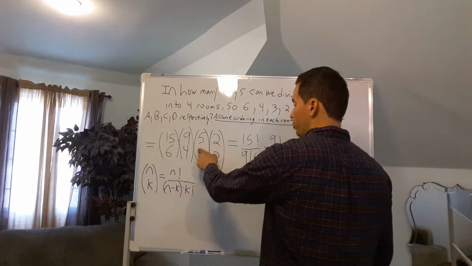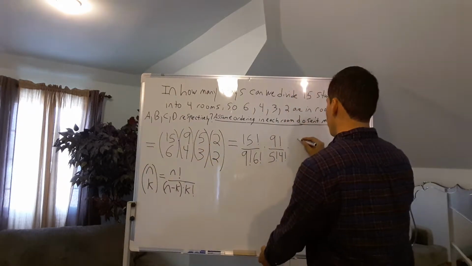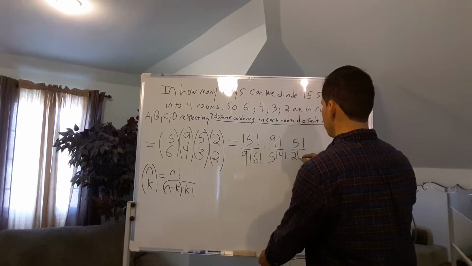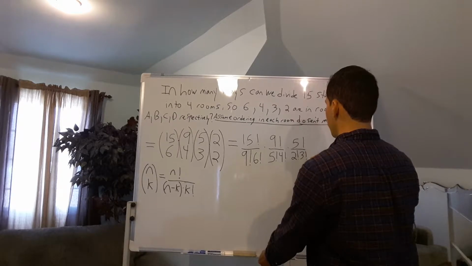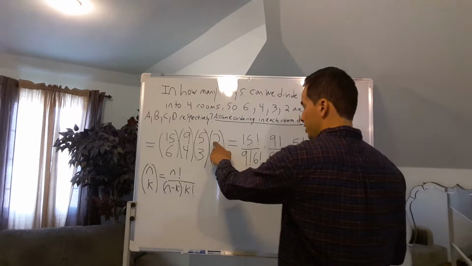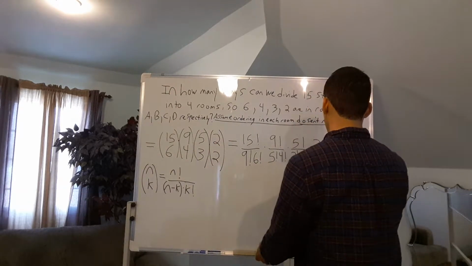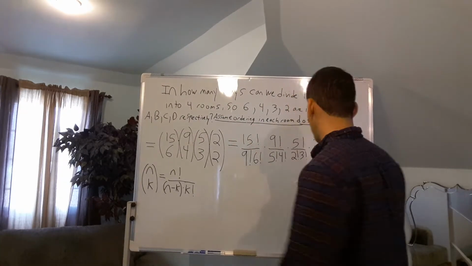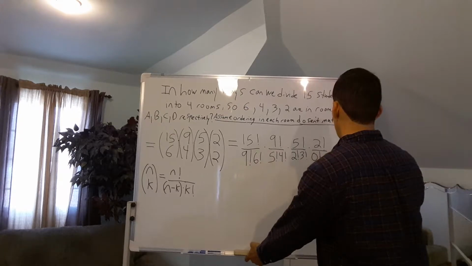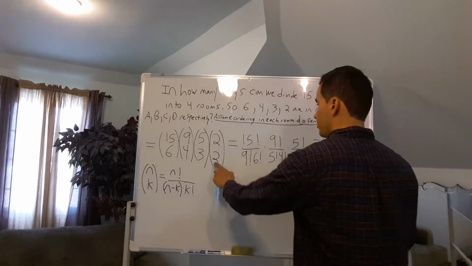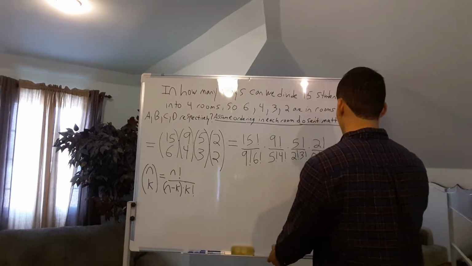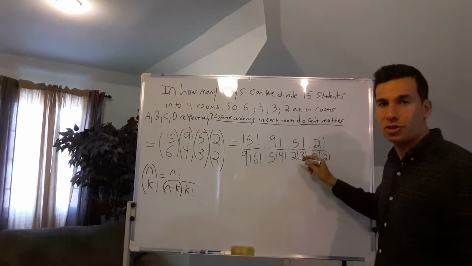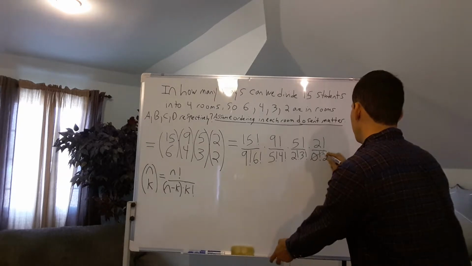The next one, 5 choose 3, is going to be 5 factorial over 2 factorial times 3 factorial. And the last one is 2 factorial over 2 minus 2, which is 0 factorial, times 2 factorial. Now, 0 factorial is just 1. So we can just get rid of that.